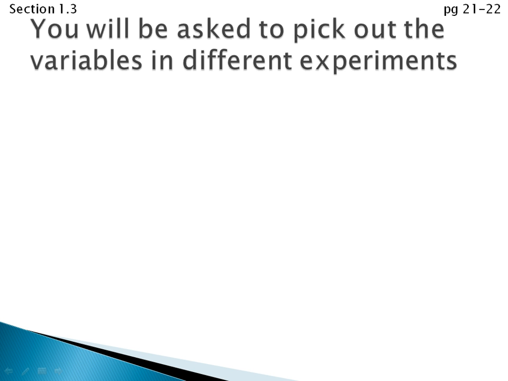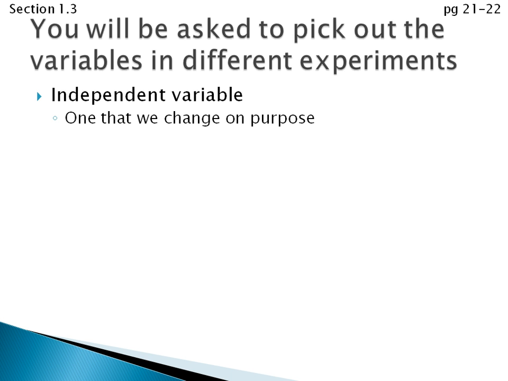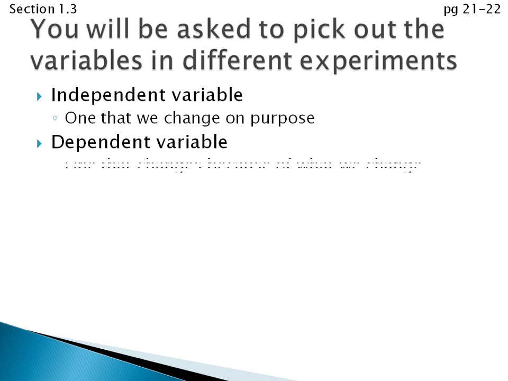You're also going to be asked to pick out the variables in different experiments. There'll actually be some story problems, and as you read through them, you're going to have to identify the independent and dependent variable. We've already gone through this definition a couple times, but I'm going to go through it one last time. An independent variable is one thing that we change on purpose. So we actually are changing this setting. It's actually a lever we physically move, or it's something we add to it. Those are independent variables. A dependent variable is one thing that changes because of what we change.